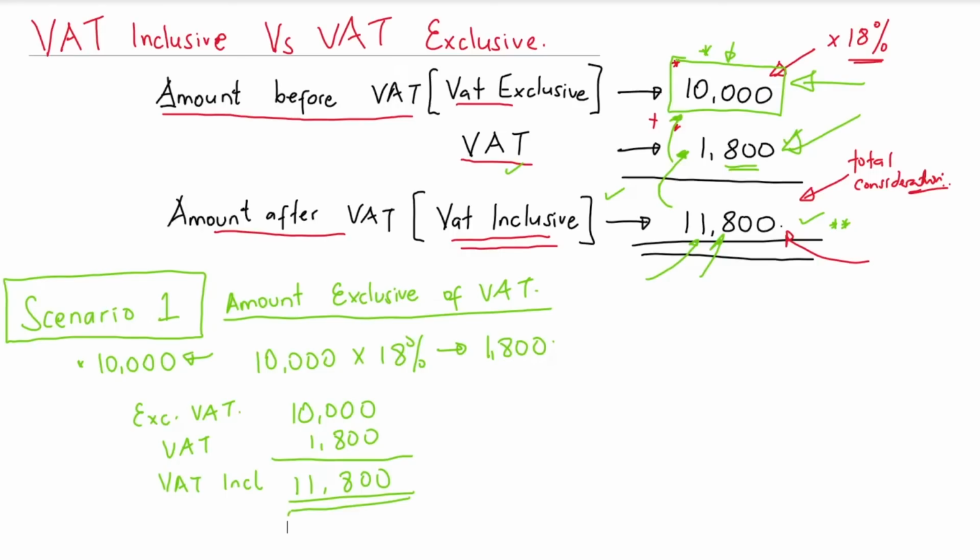Now let's look at the second scenario. The second scenario is the scenario where I just have the VAT figure and I need to get the other two figures. So how do we go about that?